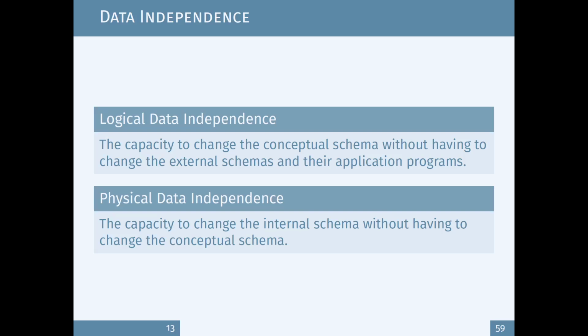Similarly, you can change some things on the inside without changing the conceptual schema. For example, you can add some columns without affecting the user programs. Similarly, you can change some indexes. Indexes mean efficient access of the data, without affecting the conceptual schema. So this is called physical data independence.